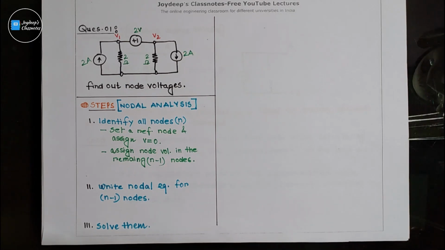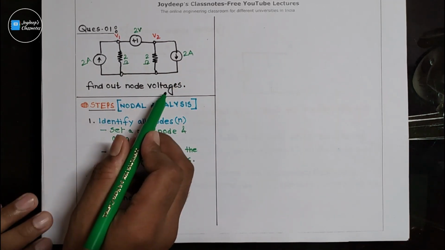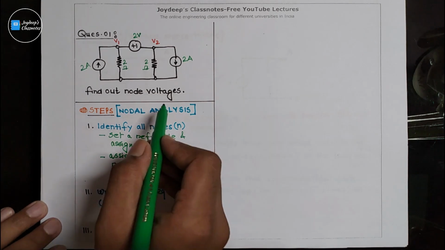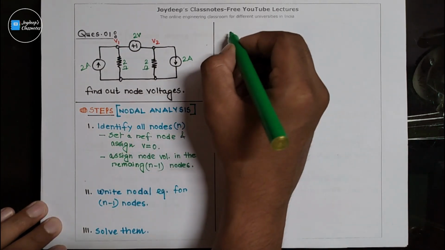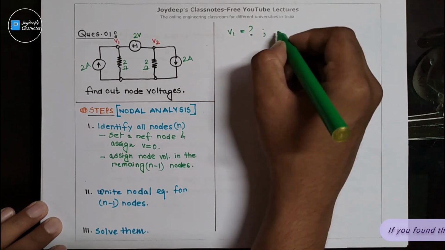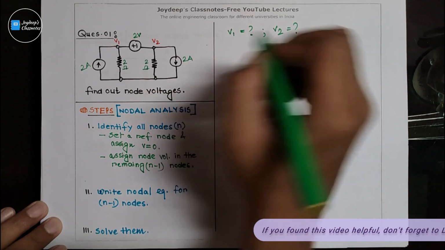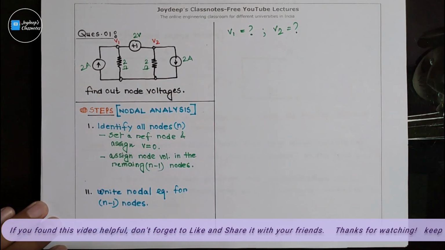Now let's solve an actual question. Let's say this is your question. The question says the circuit is given and find the node voltages. So let's try to solve this. What are the node voltages? This is V1 and this is V2. V1 and V2 we have to find out. So V1 is how much and V2 is how much. This is what we need to find out. Now how will you solve that?